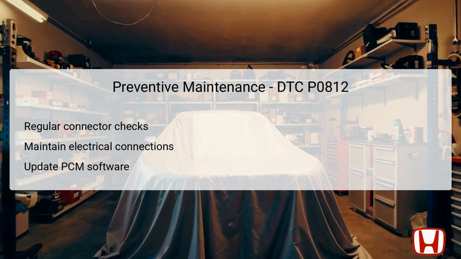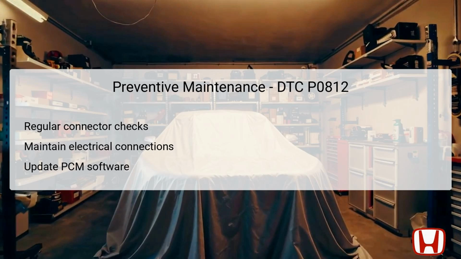As part of preventive maintenance to avoid reoccurrence of DTC P0812, regular inspections of the connectors and wiring related to the transmission range switch can be vital. Ensure that all connectors are clean and tightly fitted to prevent corrosion or disconnection issues that can arise over time. Moreover, maintaining the integrity of electrical connections and verifying their functionality during routine vehicle checkups can significantly enhance system reliability.